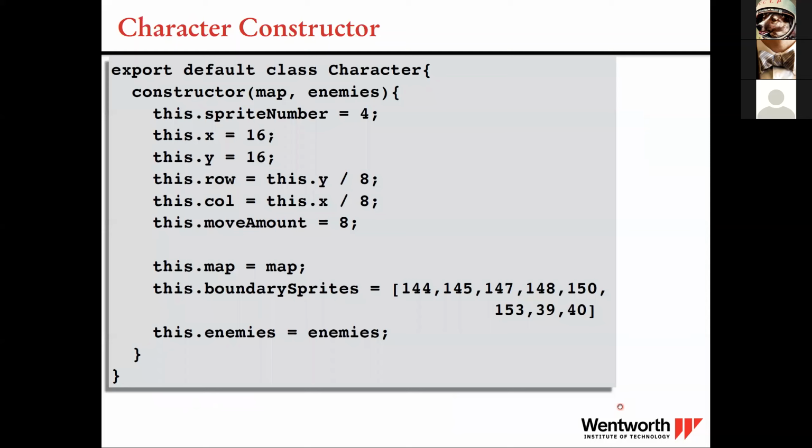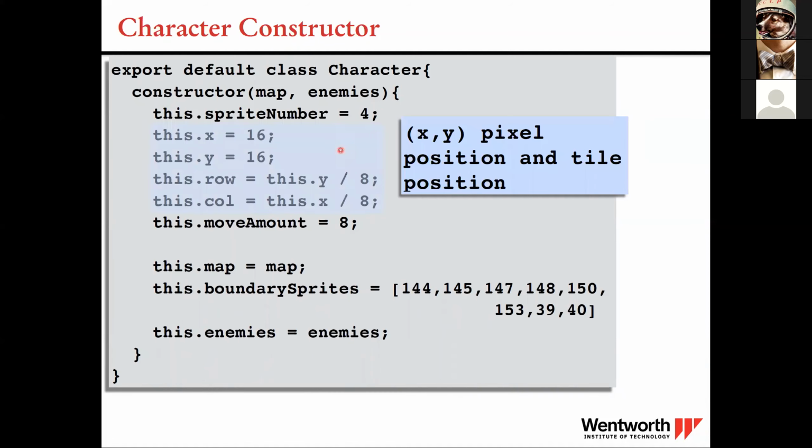So the first thing we're going to do is write the constructor for the character. Really, this is just all the variables that we're going to need. Underneath the function for the constructor, we have a sprite number. That's literally the sprite number in our sprite sheet that represents the character. When I go back over to the editor, I'll point that out. We're going to use sprite number 4 as our character.